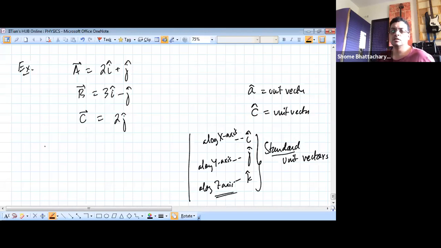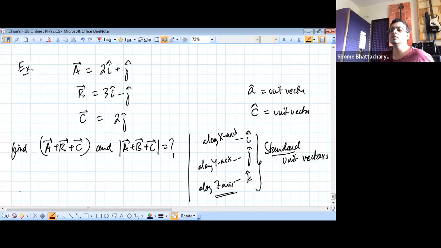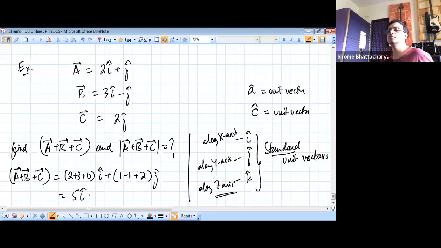Now in this question, we want to find a plus b plus c, and the magnitude of a plus b plus c. Both these things we want to find. So what will a plus b plus c be? Just add all their x components. Yes, that's correct. It will be 2 plus 3 plus 0, and the y component will be 1 minus 1 plus 2. So this will become 5 i cap plus 2 j cap. So that's correct.